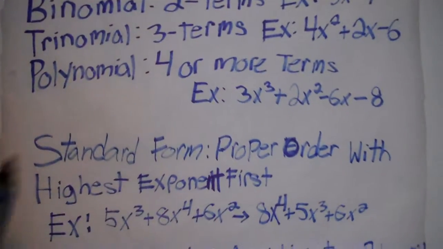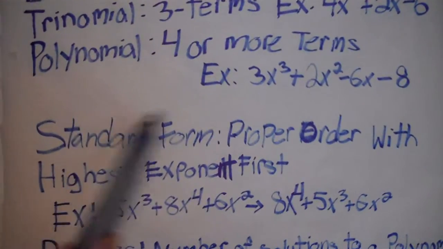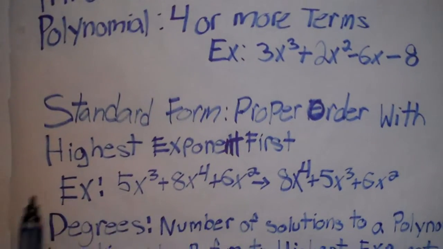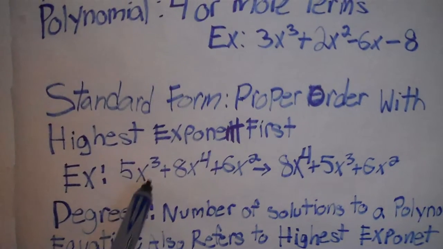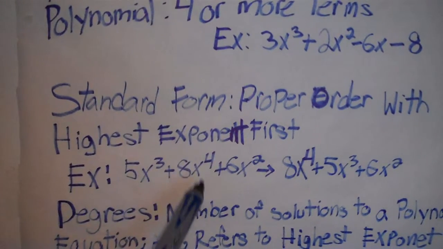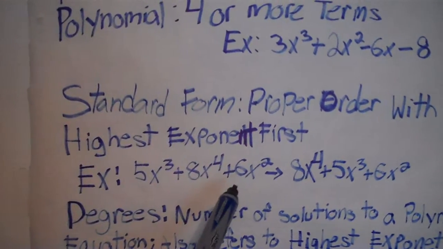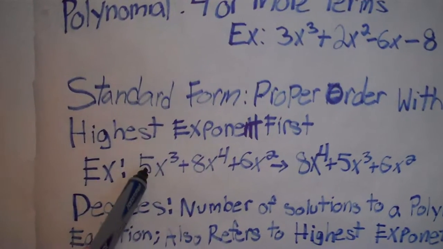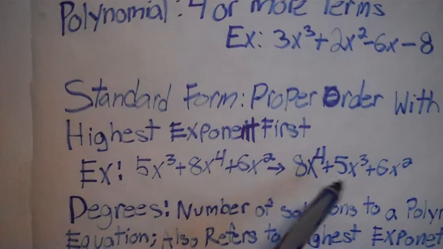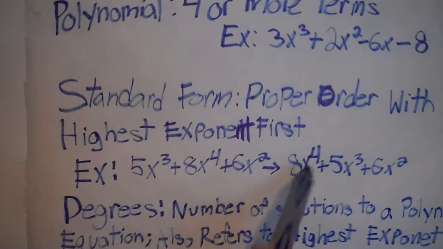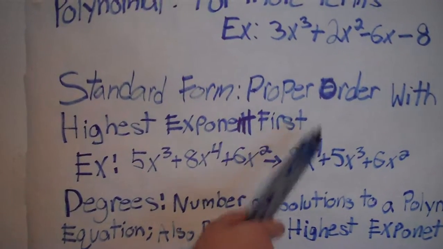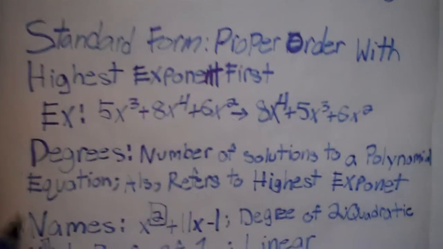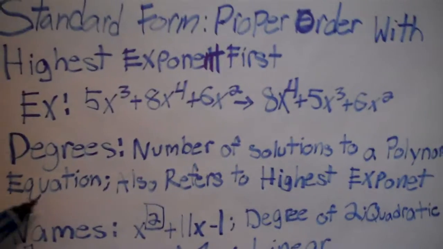And next we go to standard form, which is proper order with highest exponents first. So an example would be 5x cubed plus 8x to the fourth power plus 6x squared. And since to the fourth power is larger than to cubed, we have to change it, so we just change the order to 8x to the power of 4 plus 5x cubed plus 6x squared. Easy as that.